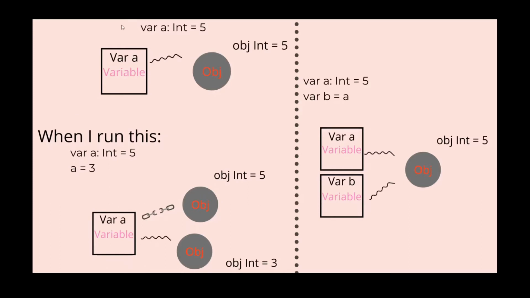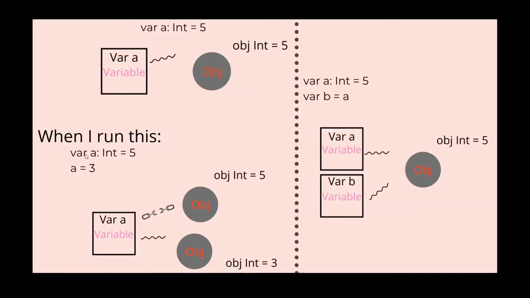So let's say I'm creating a variable a of integer type with value 5. What happens in the background is an object of integer type with a value 5 is created, and the variable a creates a reference link to the object of integer type with that value. So simply it means that variable a only has a reference to the value but not the actual value itself.